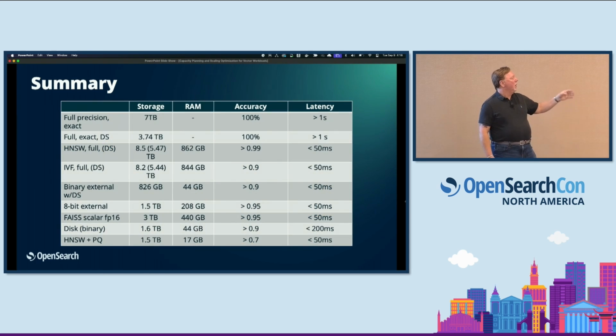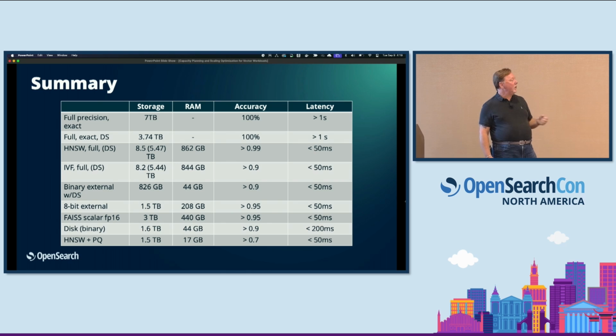If we do HNSW with full precision vectors and derived source, we are at 8.5, or 5.47 with derived source, terabytes of storage, 862 gig of RAM. We'll have near perfect matching, probably 99% accuracy, and our latencies will drop to around 50 milliseconds. You guys can read the table, but I think the points to call out are to look at the balance between storage and RAM consumed, accuracy, and latency, right?